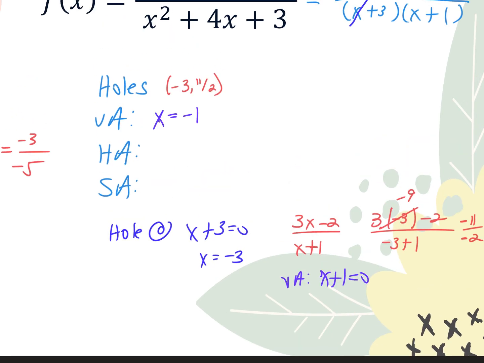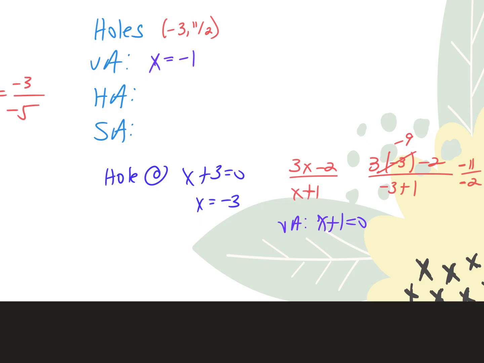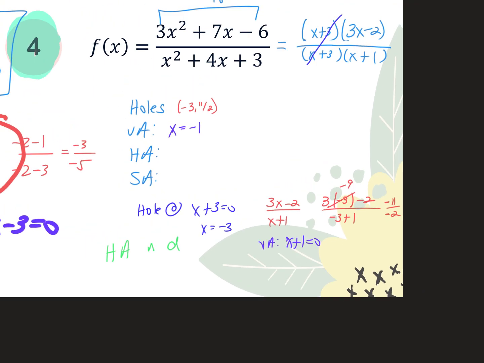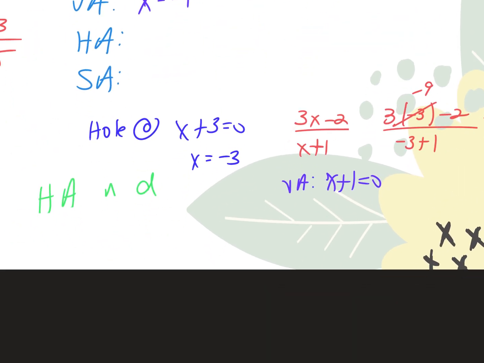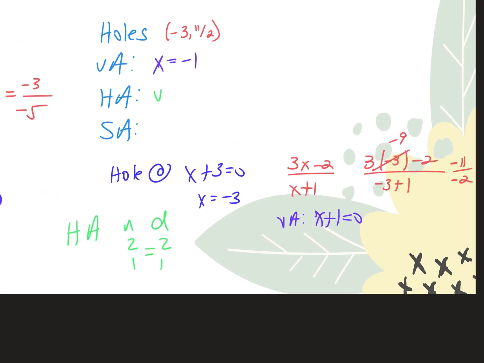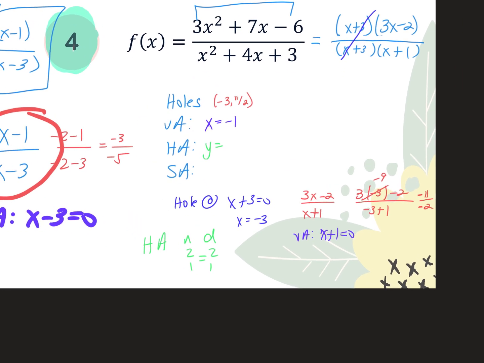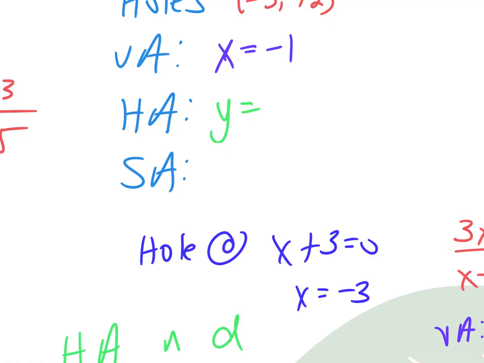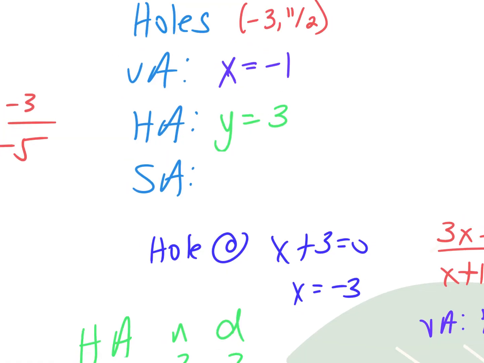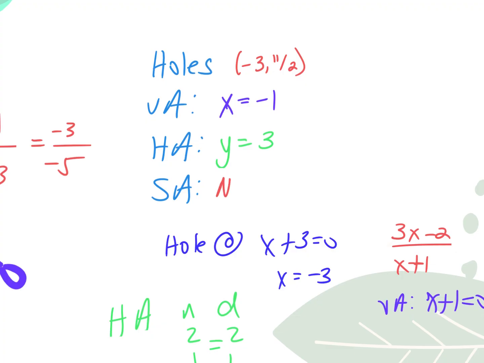Perfect. My horizontal asymptote, I'm going to compare numerator and denominator degrees. What's the degree of the numerator? All right, you want to go back to the original? It's 2 and 2. If you go back to the simplified, it's what? 1 and 1. They both are what to each other? Equal. So if they're equal, it's y equals leading coefficient of the numerator over leading coefficient of the denominator, which is 3 over 1, or you could just say 3 if you want. If I have a horizontal, what do I know my answer is for slant? Good.